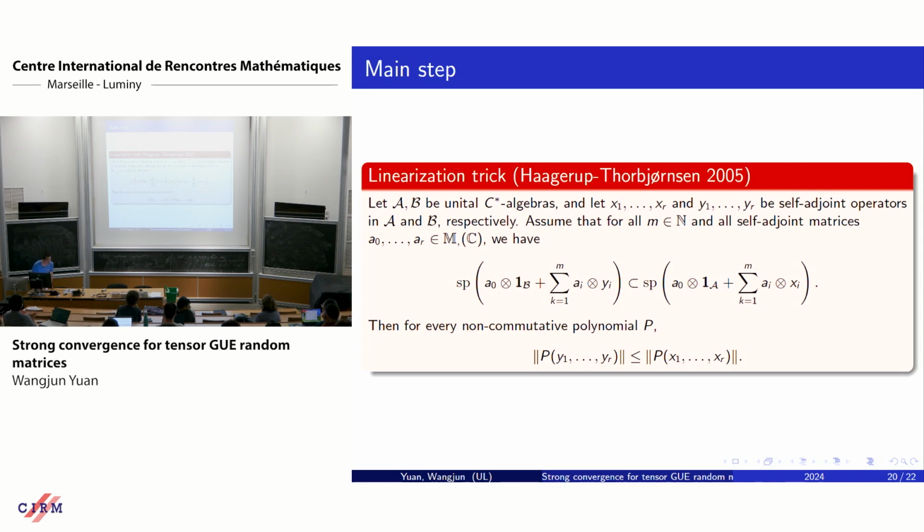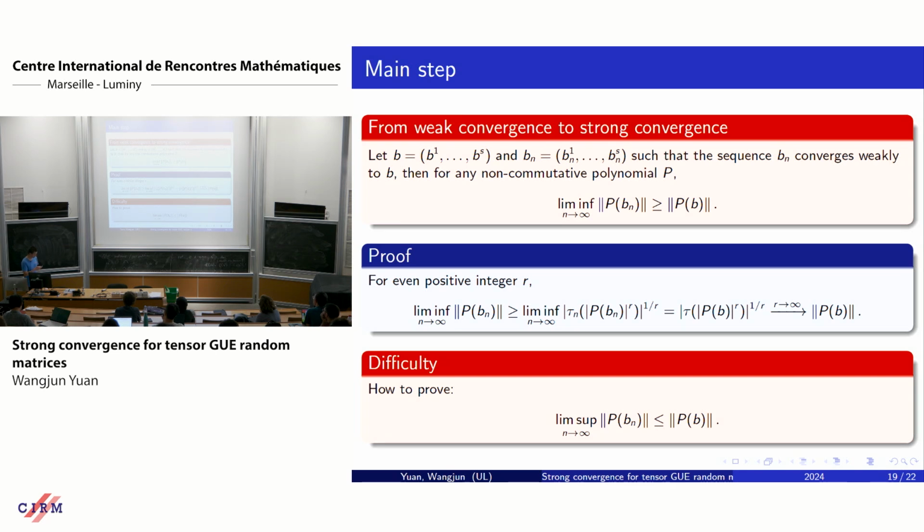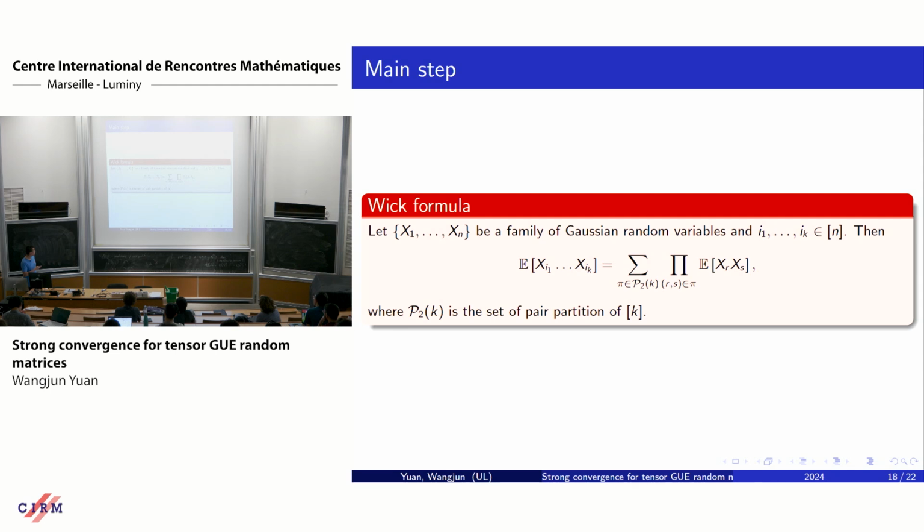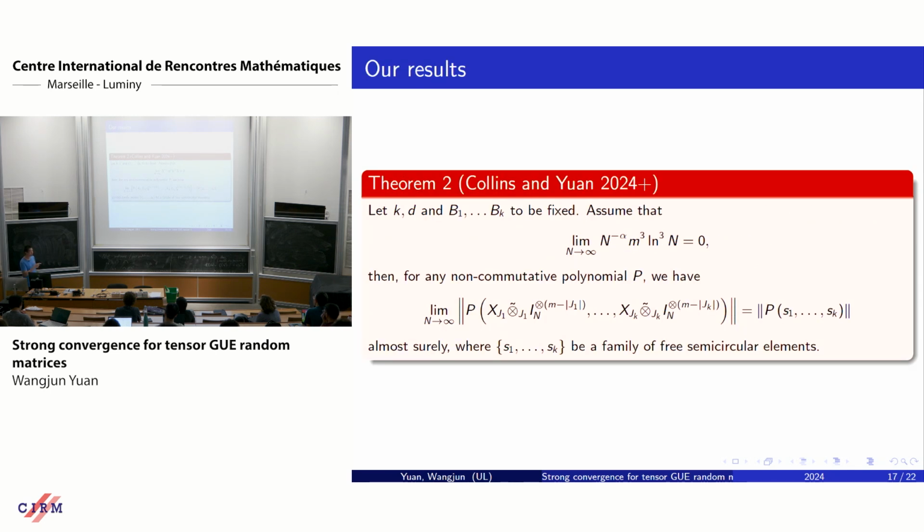Instead of the trace, you take a general state, a sequence of states phi n. In your work, you use the trace, yes? If we take a general state, not the trace. You mean for a general state, right? Actually, here I deal with matrices, so I mainly use the trace of the matrix.